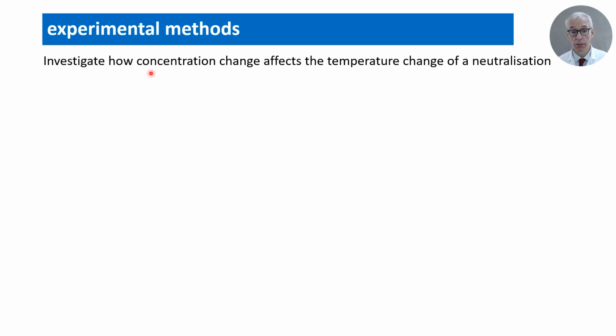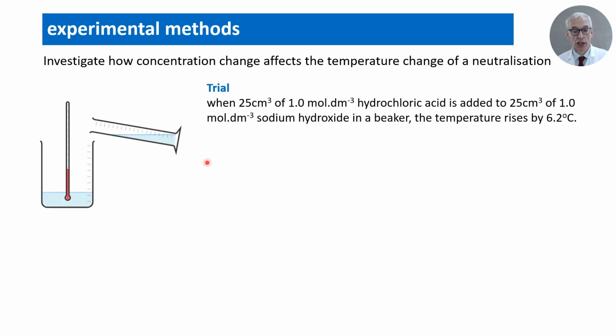So let's work from a particular problem. A typical GCSE problem would be: investigate how concentration change affects the temperature change of a neutralization. So our setup would be something like this. A volume of hydrochloric acid at 1 mole per decimeter cubed is added to 25 centimeters cubed of 1 mole per decimeter cubed sodium hydroxide, and the temperature change is measured. In this case, it rises by 6.2.